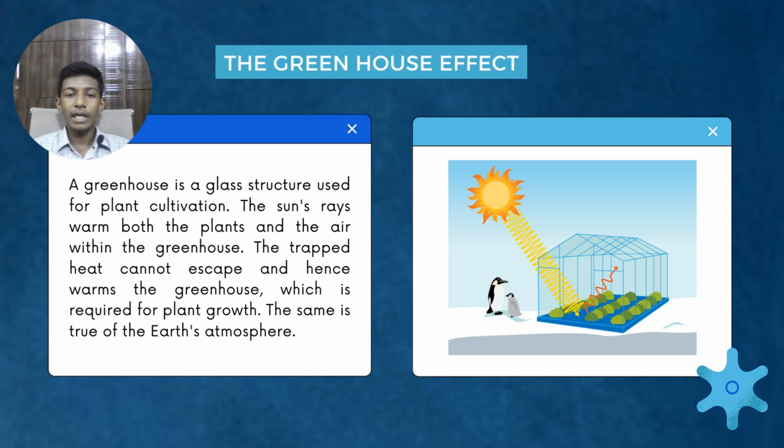A greenhouse is a glass structure that can be used to cultivate plants. The sun rays warm the plants as well as the air within the greenhouse. The heat trapped inside cannot leave and hence warms the greenhouse, which is necessary for plant growth. The same is the case in the Earth's atmosphere.